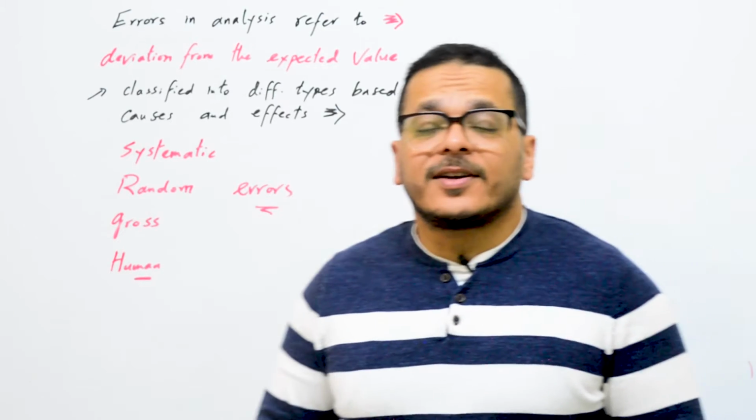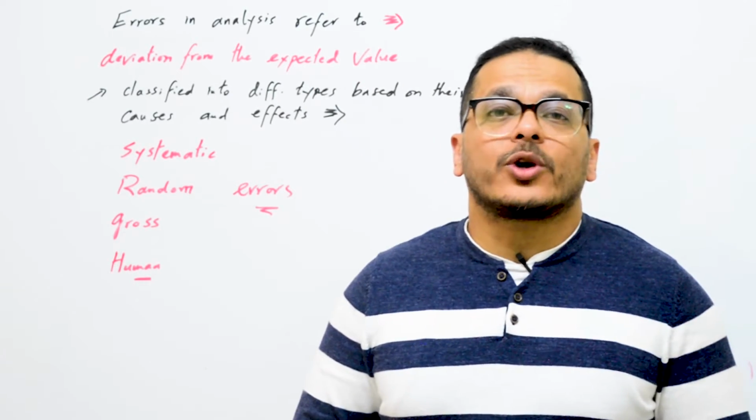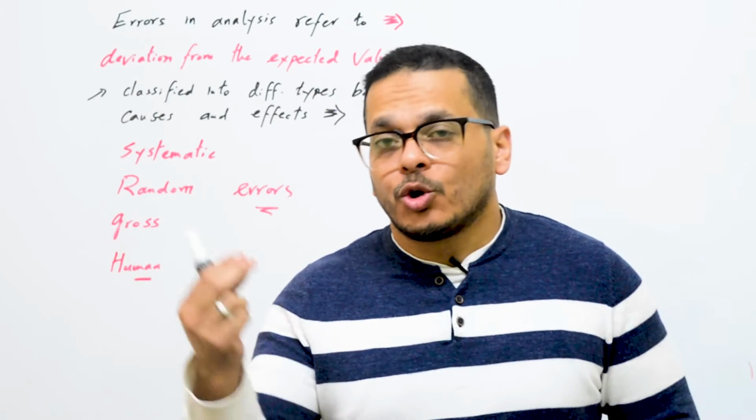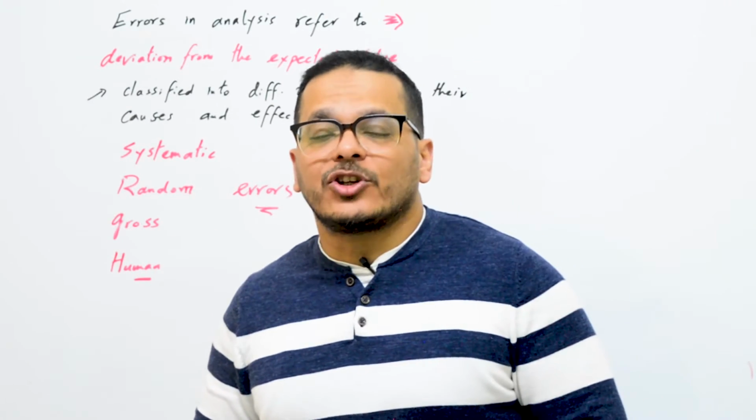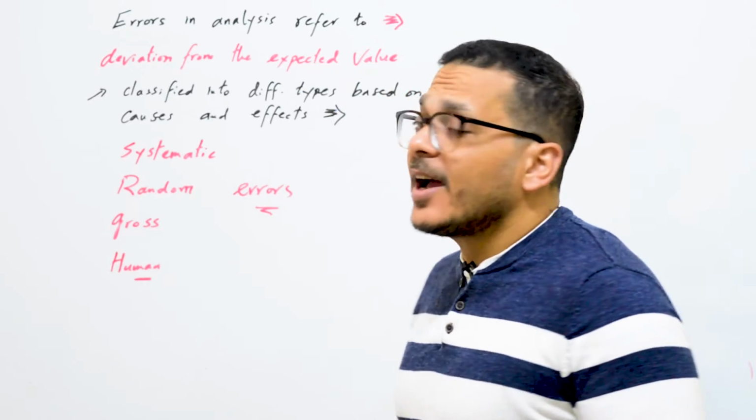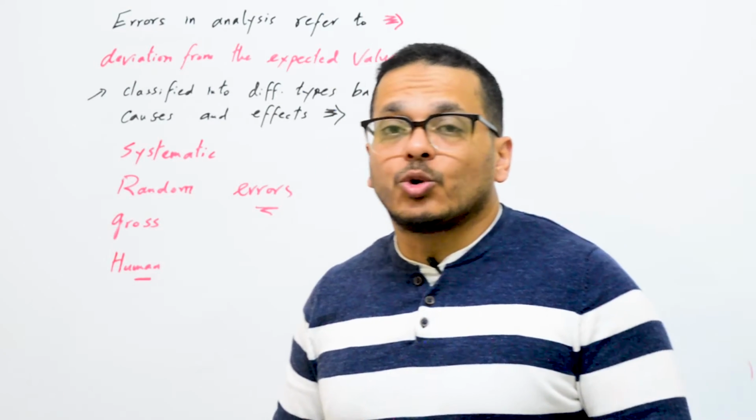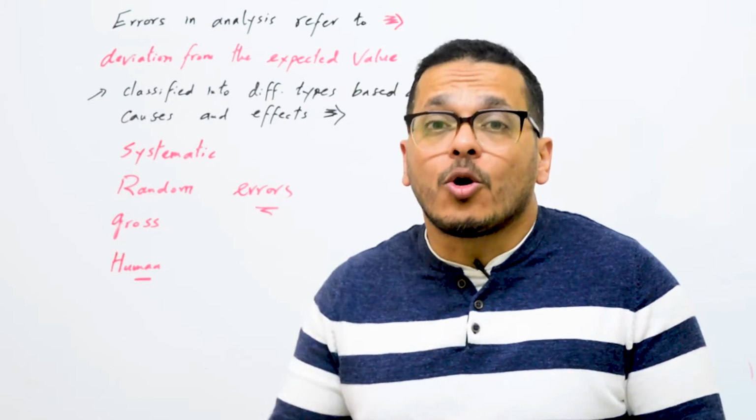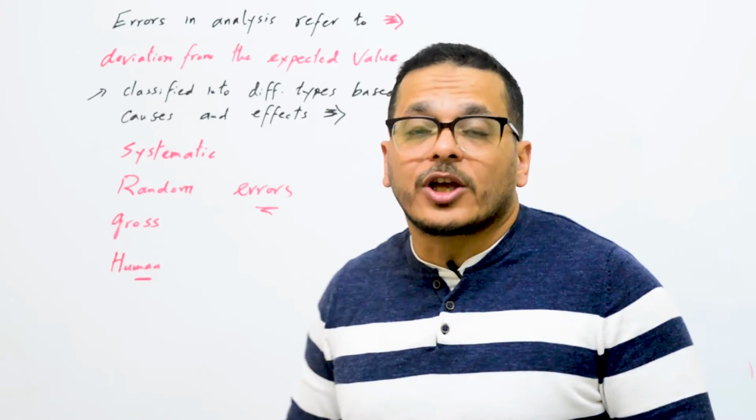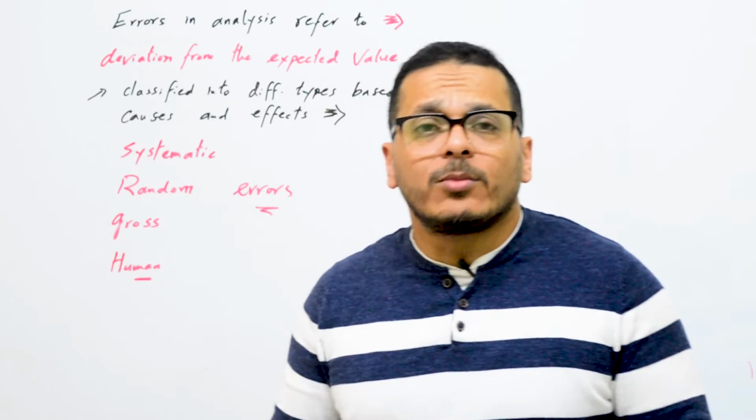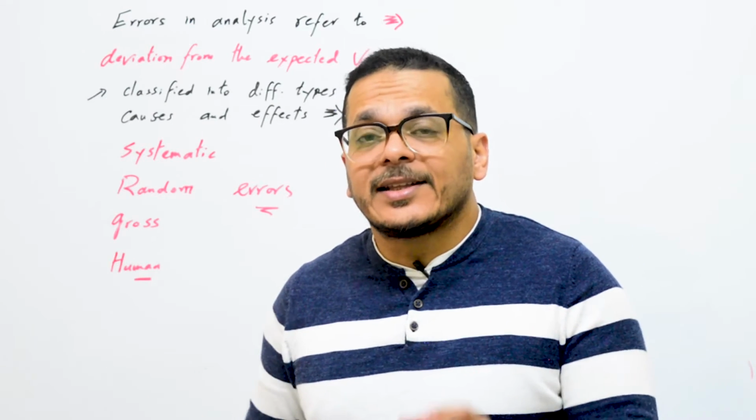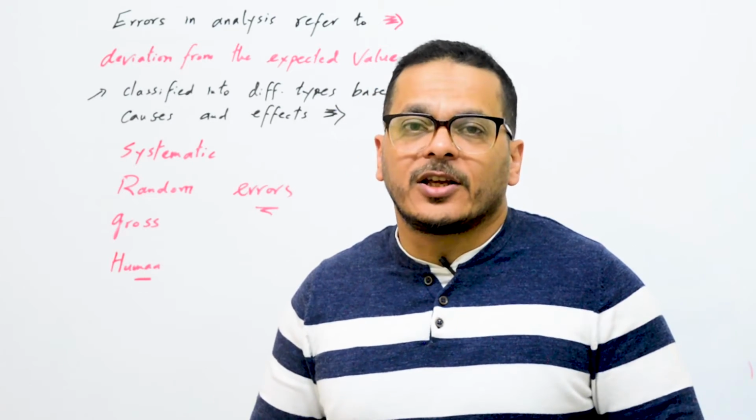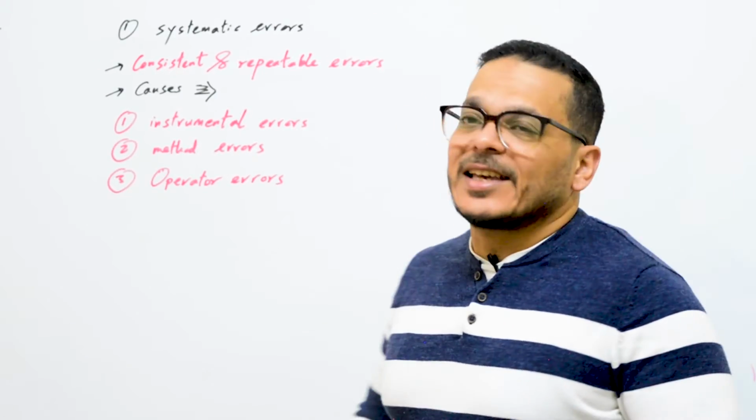Errors in analysis refer to deviation from the true value or expected value. So the difference between the expected value and the practical value will give you the errors that you have in your analysis, and they are classified into different types based on their causes and effects. We have systematic and random errors, which are the common errors, and also we have gross errors and human errors. All of them will be explained in detail, and I will also add some case studies for each one to be clear for everyone. First type, which is systematic errors.